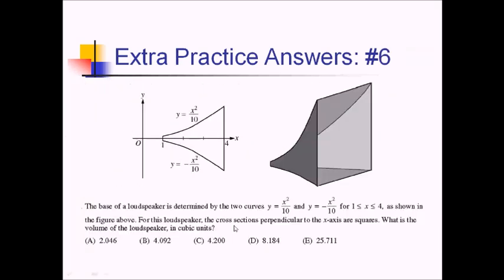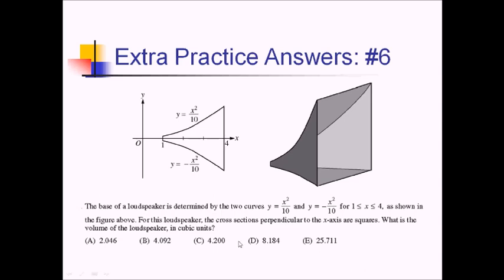For this problem, the base of a loudspeaker is determined by these two curves, and they actually gave us a graph of this. And this is just between 1 and 4. So for this loudspeaker, we're told cross-sections perpendicular to the x-axis are squares. They even give us the 3D image here, so they really pulled out all the stops on this one. Based on this, we want the volume of the loudspeaker in cubic units. Not that the units matter because it's multiple choice, but for what it's worth.